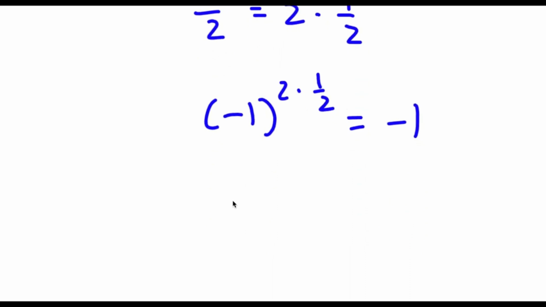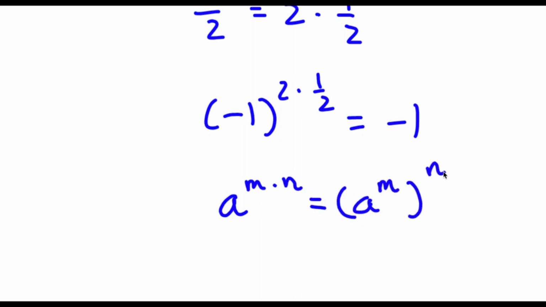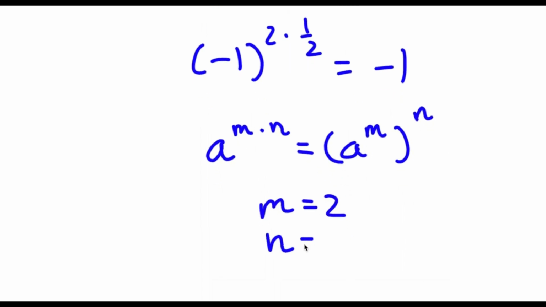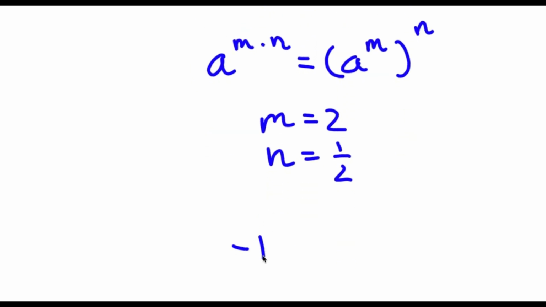Now, if I have something in the form a to the power of m times n, this is the same thing as a to the power of m, to the power of n. So in this case, m is equal to 2 and n is equal to 1/2. So now I have negative 1 to the power of 2, to the power of 1/2. This is equal to negative 1.